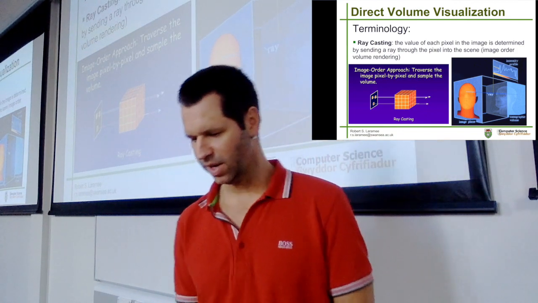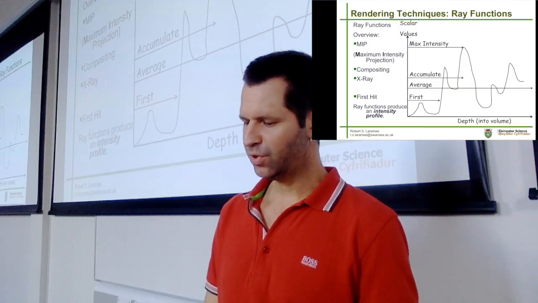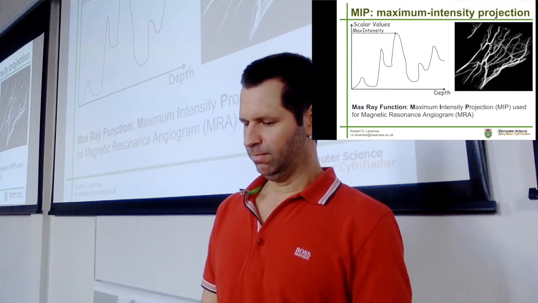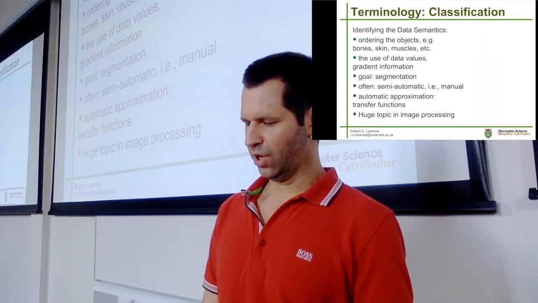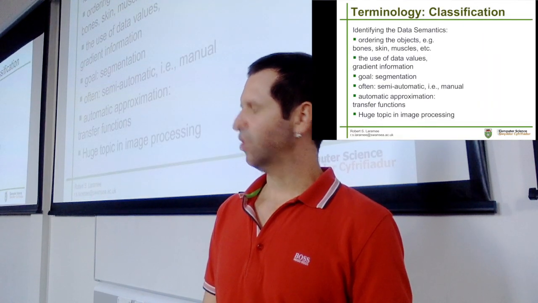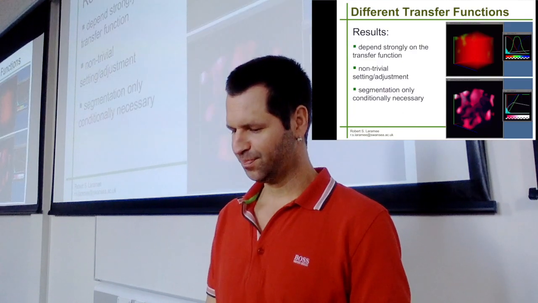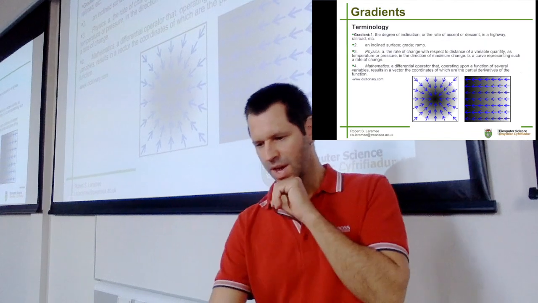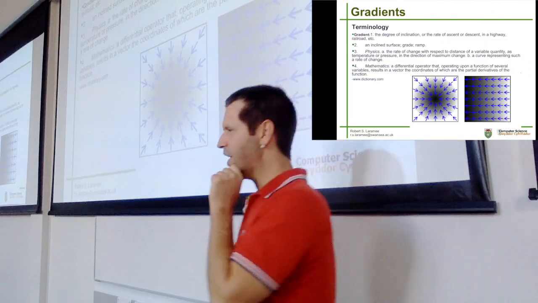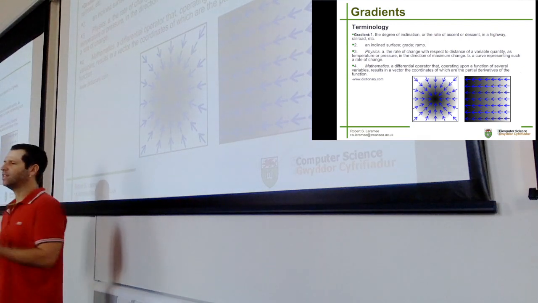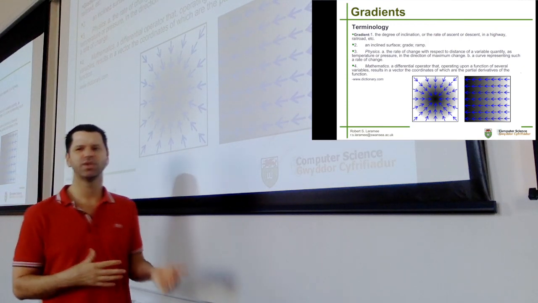So we talked about ray casting. We talked about these ray functions. We talked about classification, lots of terminology. We talked about transfer functions. And this is where we left off, gradients. Now all this is background information, and it's leading up to the next algorithm.